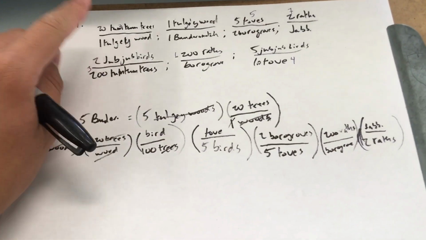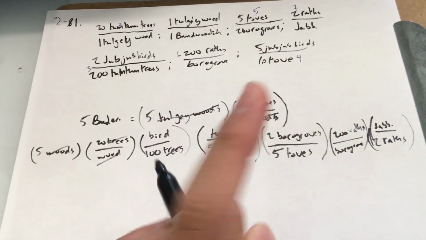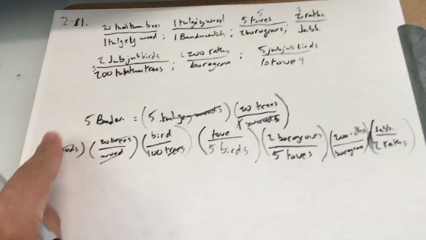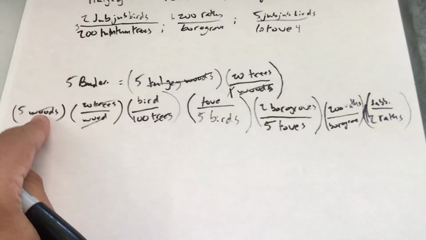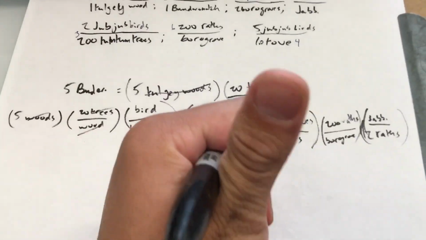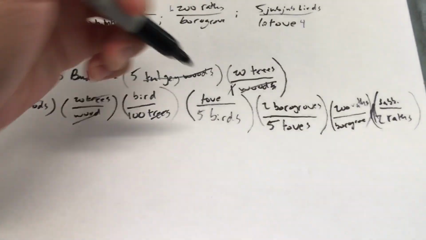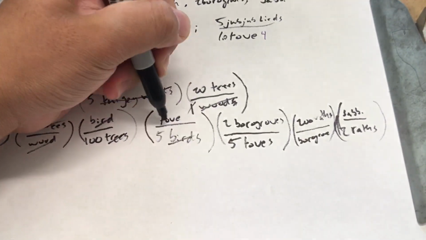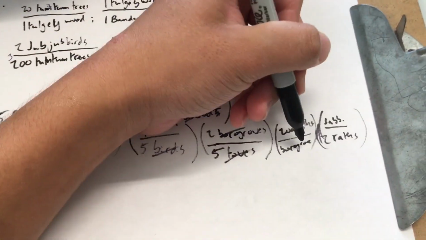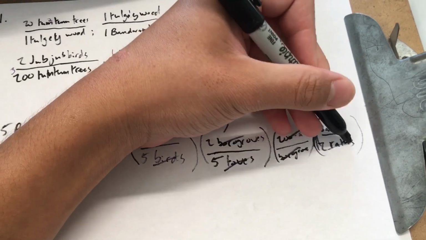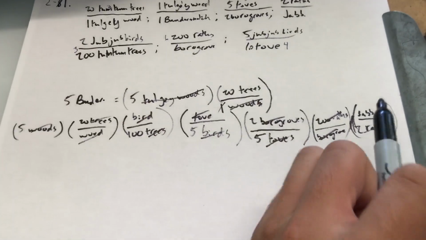So now we have this entire thing, and note here, each one of these conversions is equal to 1, because there are 20 tum-tum trees and 1 Tolgi wood, so that is equal to 1. So we have 5 bandersnatches, and we're just multiplying it by 1, so the value stays the same. This is called dimensional analysis. So we're just going to cancel out all these units, and we're left with the unit of Jabberwocky.